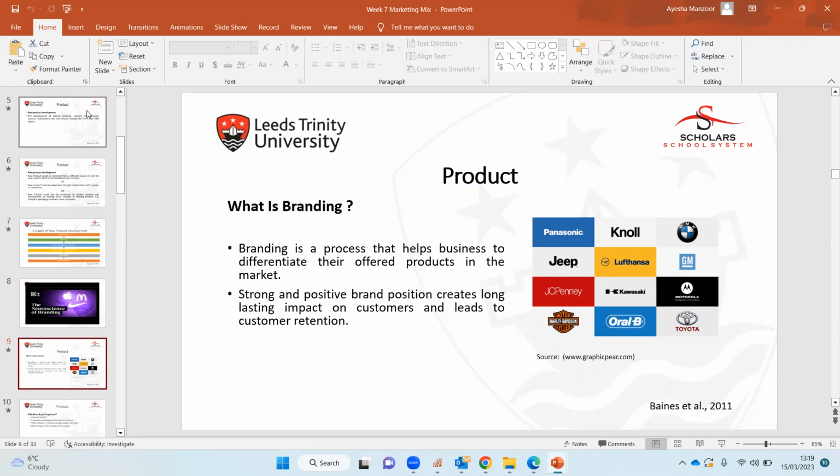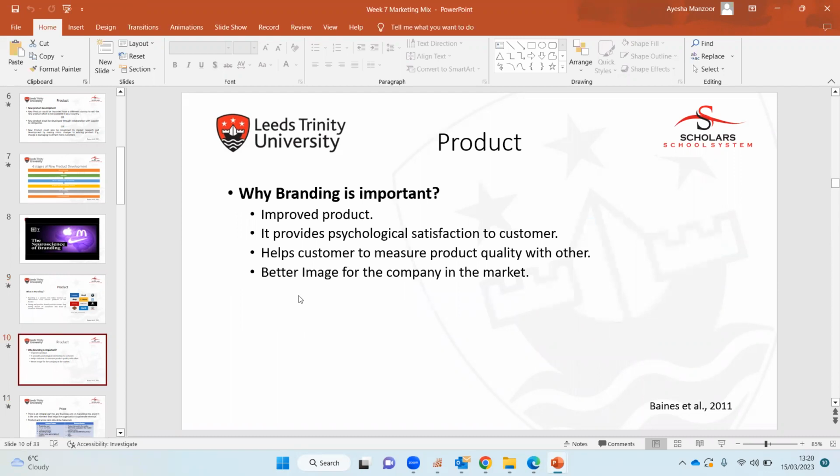Why is there a need to make a brand? Branding is a process that helps a business differentiate its offered products in the market, and a strong and positive brand position creates a long-lasting impact on customers and leads to customer retention. So this is basically a definition of branding. And then we discussed some of the very famous brands that are in the market, and why there is a need for branding and why these brands are successful nowadays. That discussion was held in class, on why branding is important.